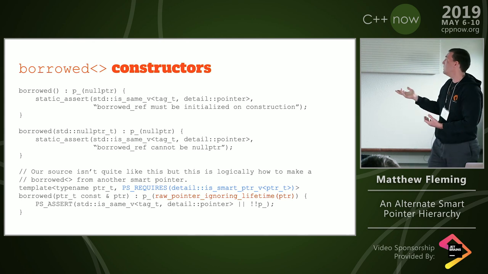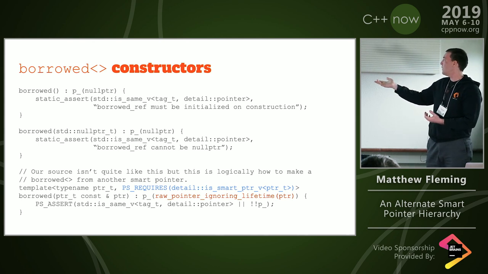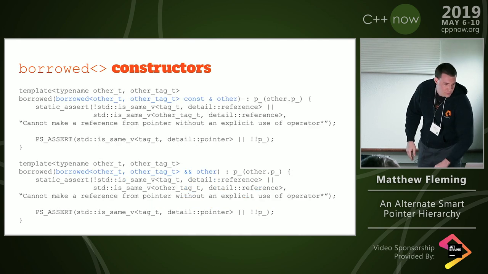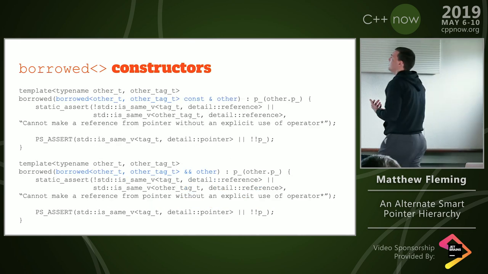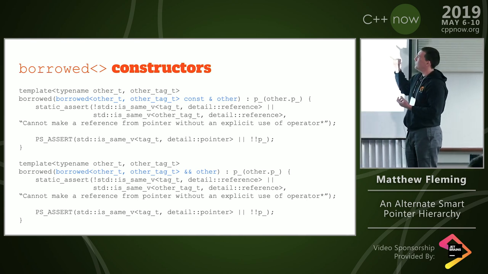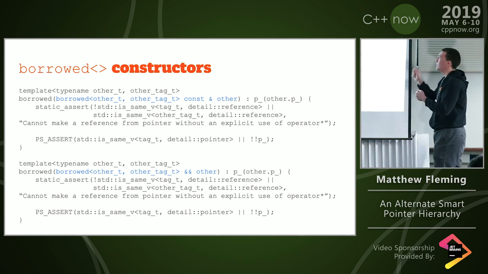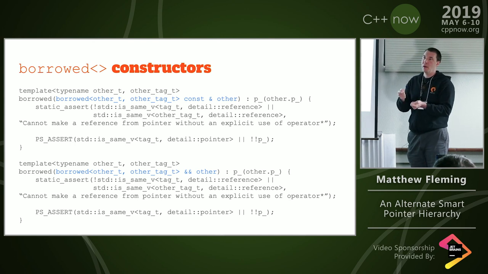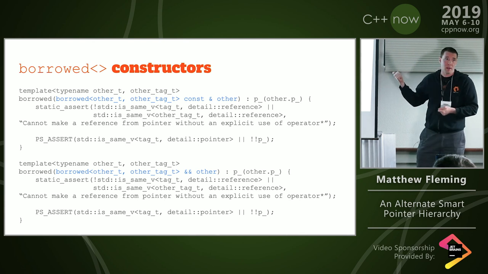So I can construct a borrowed from any kind of other pointer as long as it's something that I thought was a smart pointer. The only other thing that's a little bit interesting is, when I want to copy or move a borrowed, I want to not allow you to take a thing that may be null and stuff it into a thing that is definitely not null. So I don't want you to take this optional type borrowed and be able to put it in a borrowed ref just by constructing it. I want to force you to use the dereference operator. And I can do that by statically asserting on the types.